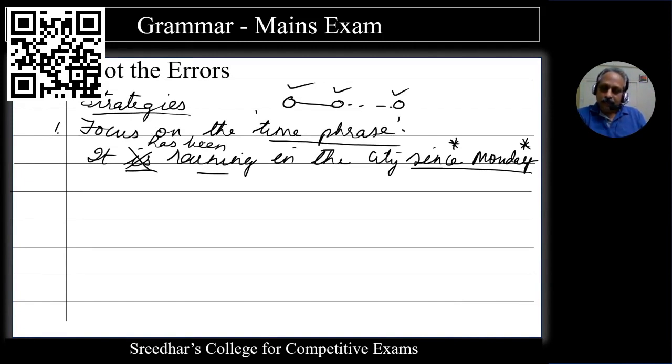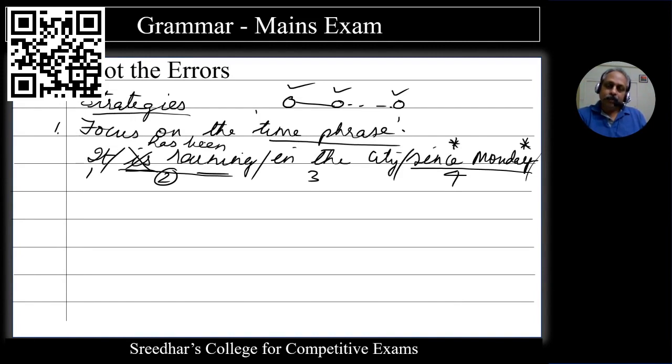It is raining in the city since Monday. The moment I see since Monday, I know it has to be either present perfect or present perfect continuous. Then I see here it is in present continuous. If the sentence is divided, it is one part, raining another, in the city one more part, since Monday the fourth part. I know for sure there is an error in the second part. 1, 2, 3, 4.